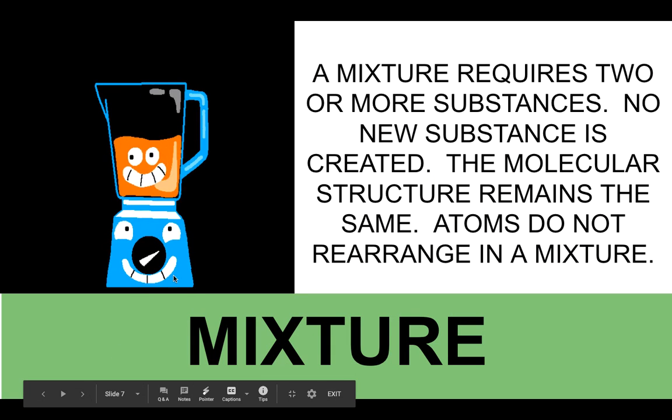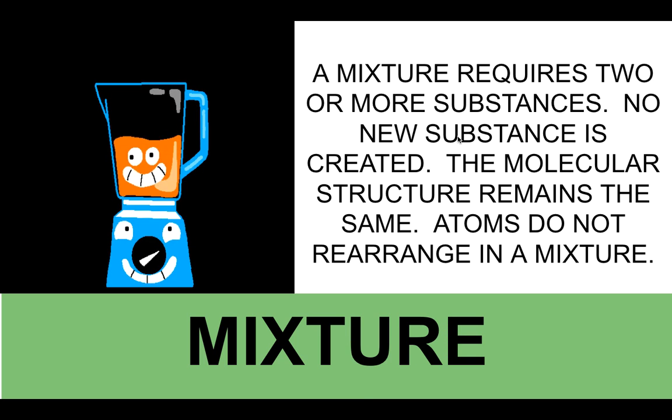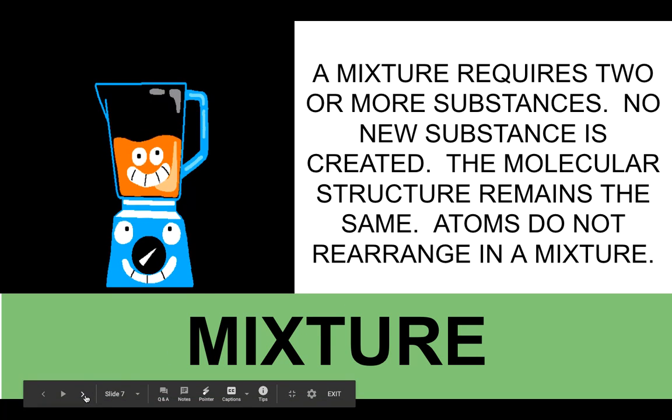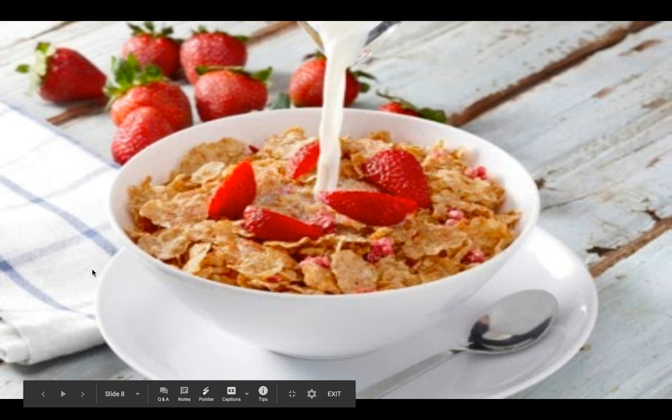That is a mixture. A mixture requires two or more substances. No new substance is created. The molecular structure remains the same. Atoms do not rearrange in a mixture. That is so important for you guys to remember. The atoms stay exactly the same.